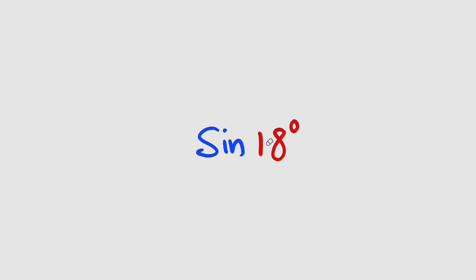In this tutorial, we are going to find sine of 18 degrees without using a calculator. Before we start, you should know that 18 degrees lies in the first quadrant, and all trigonometric ratios in the first quadrant are positive. So in the end, we should expect a positive result here.